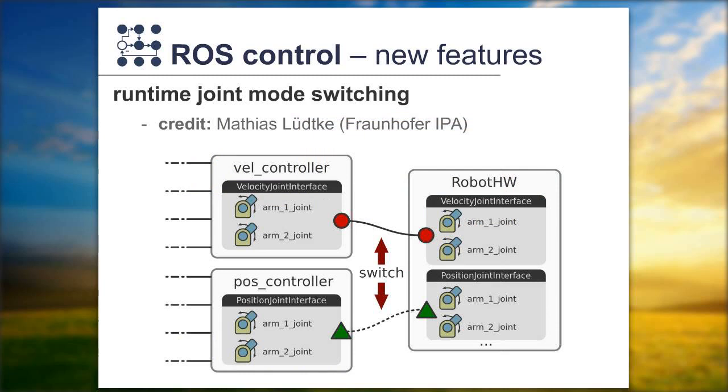So the first feature I'd like to talk about is what we call the runtime joint mode switching. And what this basically means is that some robots allow you to control the resources, the joints, in different control modes, such as an arm that you can send position, velocity, or effort commands. And with this feature, what you can do is that online and in a transparent way, you can switch from one control mode to the other. And this is very useful for implementing reactive behaviors, such as you're following a trajectory and then something happens, and then you would go, say, into gravity compensation mode.